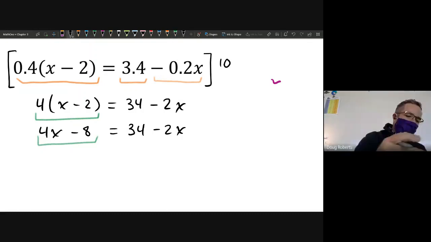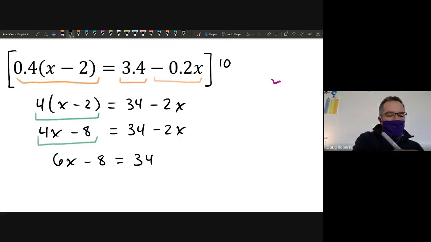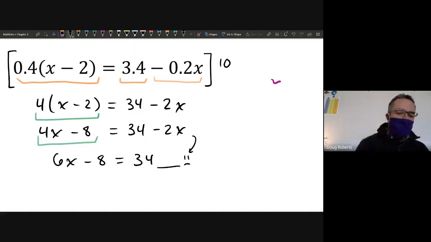What I'll do next is, I guess I'm just going to add 2x to each side. If I add 2x to the left-hand side, this is going to become 6 times x minus 8. And the other side is going to become 34, but you can see it, right? When I add 2x to this, there's nothing there, right? It's gone. So there's just a big nothing.